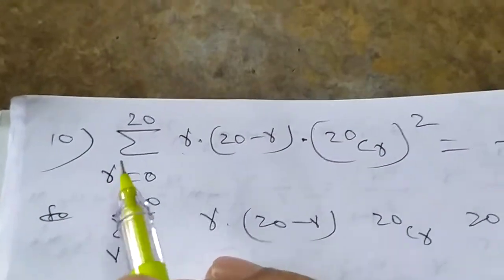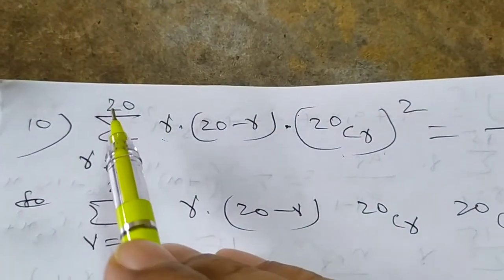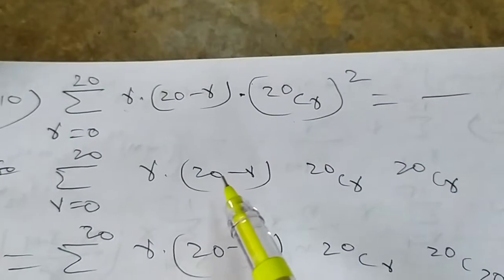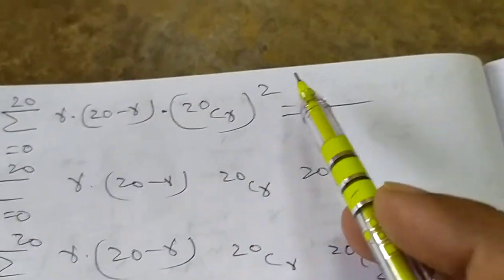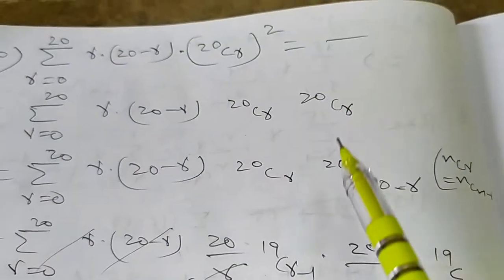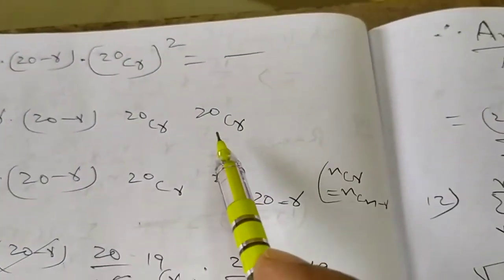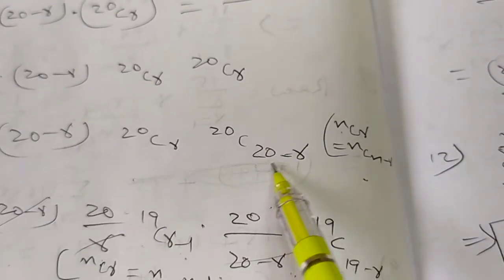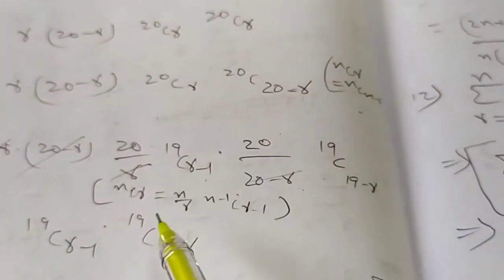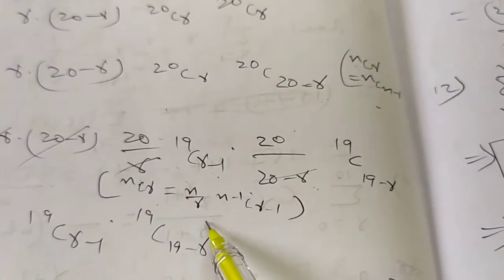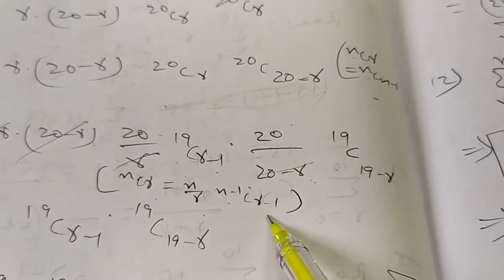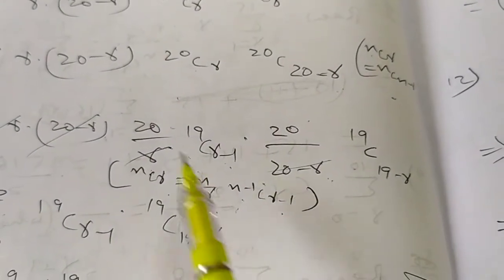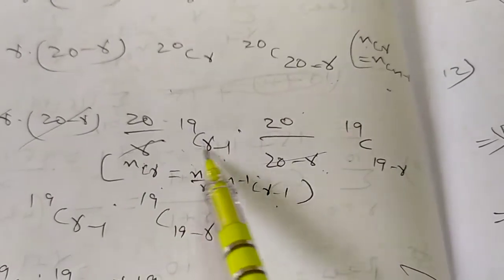See the next, 10th one. Sigma r equal to 0 to 20 of r into 20 minus r into 20Cr whole square. These are all advanced problems. Okay. 20Cr whole square means 20Cr into 20Cr. No change in the first one. Again by using the formula nCr equals nC n minus r, 20Cr equals 20C 20 minus r. Now I am using this formula: nCr equals n by r into n minus 1 C r minus 1. So to cancel this r, for this 20Cr by using this formula we can write 20 by r into 19C r minus 1.